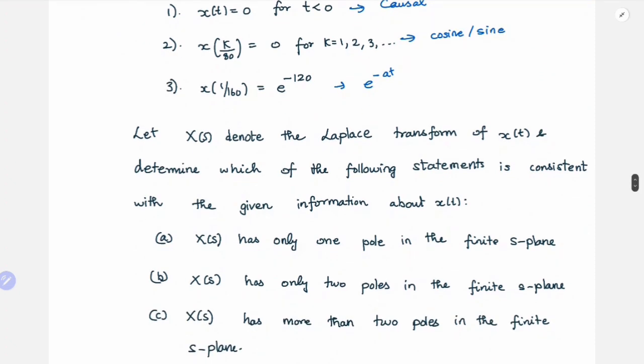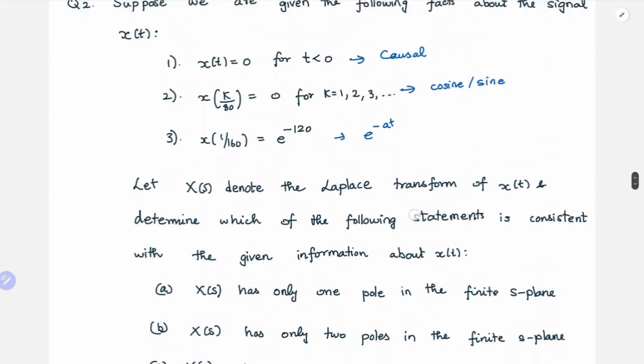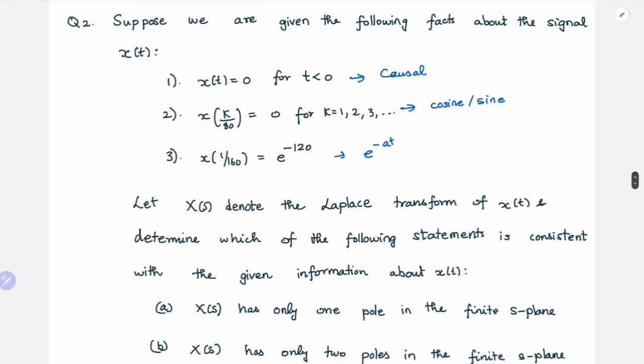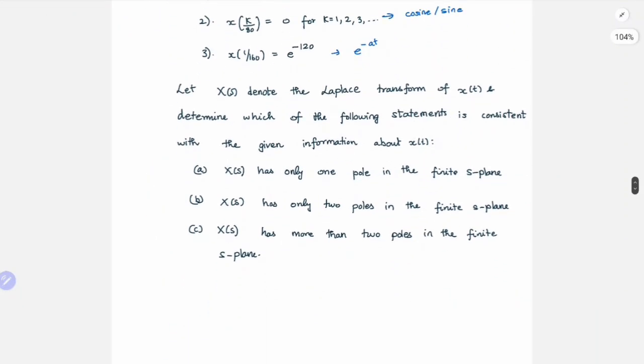Okay, let's see the statements. X of s has only one pole in the finite s-plane. X of s has only two poles in the finite s-plane, and X of s has more than two poles in the finite s-plane. Okay, so this is again a very easy question. So we already found out the information. So I'll just write it down.